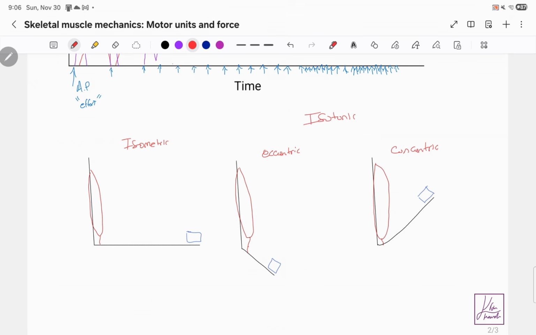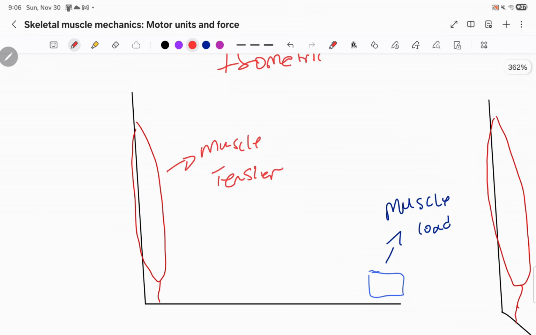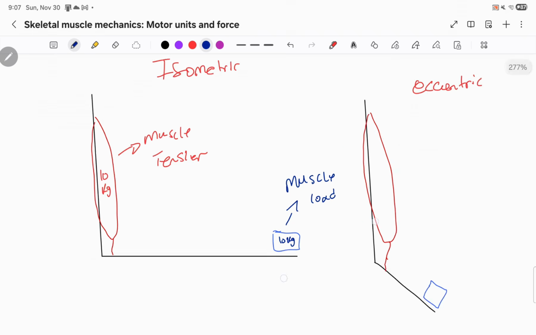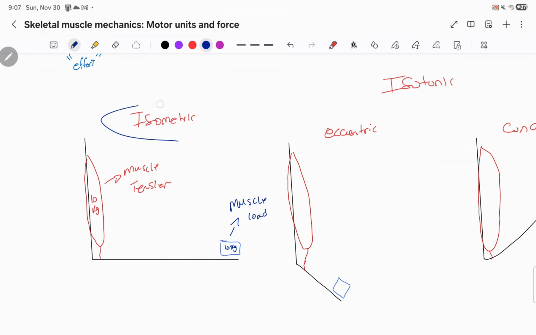Now, how does this occur? What is the thing that's making this occur? It has to do with muscle tension and muscle load. Muscle tension is just force. So, muscle tension. And this guy is muscle load. So over here, you can clearly tell this is an elbow, and this is your biceps, right? And this is a load that you are holding. So generally speaking, when the muscle tension is equal to muscle load, you have an isometric contraction occurring. So let's say my muscle is producing 10 kilograms of force, and my muscle load is 10 kilograms of force. Then in that case, these two equal out, and so there's an isometric contraction.